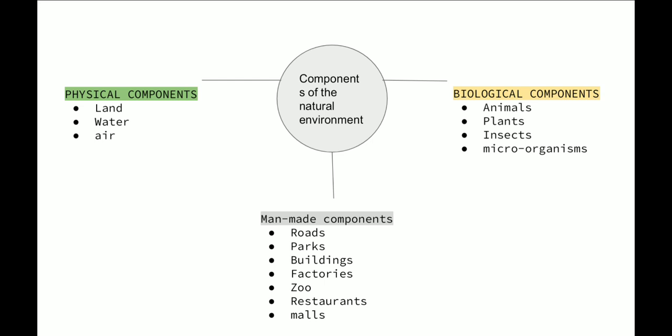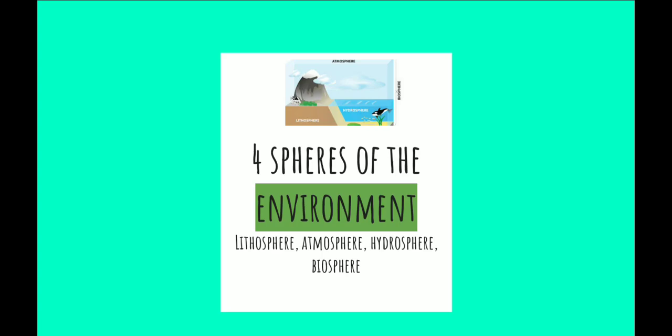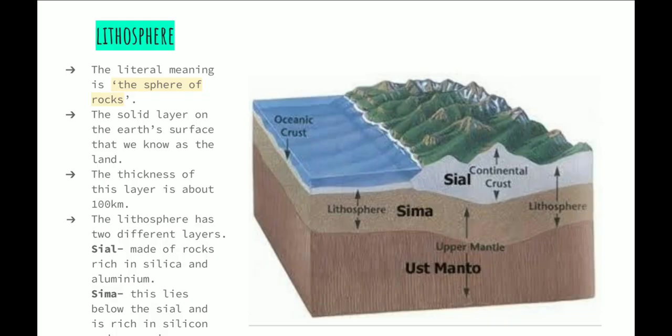In the next slide, we are talking about the four spheres of the environment. These four spheres of the environment consist of lithosphere, atmosphere, hydrosphere and biosphere. And all of these four spheres are interconnected. The first thing we are going to talk about is the lithosphere. The literal meaning of the lithosphere is the sphere of rocks.